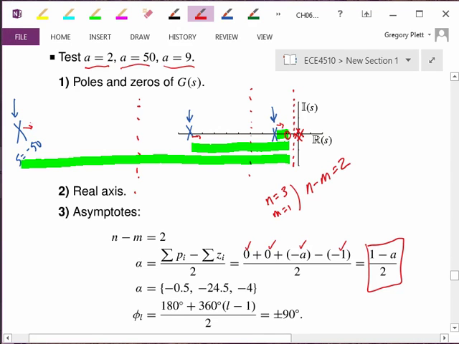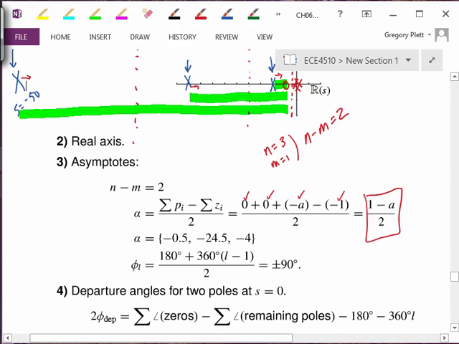But what about the departure angles for the poles at the origin? That's kind of interesting. We have a multiplicity there of two poles at the same place. So 2 times phi departure equals the angle from all the zeros minus the angles from the remaining poles minus 180. Notice that the angle from the zero is 0 degrees because it's pointing straight right from the zero to the poles.